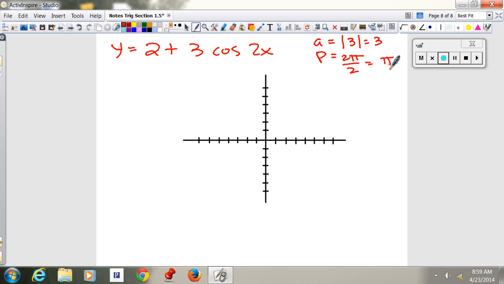So that means I'm going to start at 0 and I'm going to end at pi. So I'm going to go over 4 spots and put a pi there. That means this will be pi over 2. So I start at 0, I end at pi.